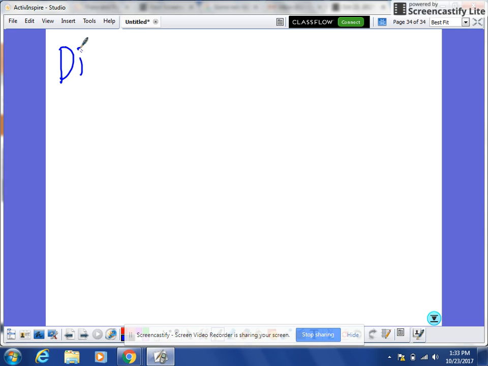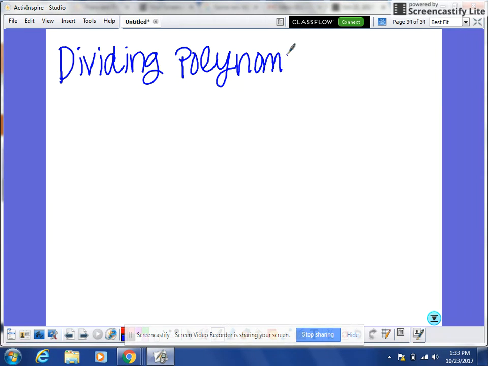Okay, we're looking at dividing polynomials today. We're going to do this using long division. It's going to be very similar to how you did long division when you were back in 3rd grade, except this time you just got polynomials in the mix. So let's look at our first example.